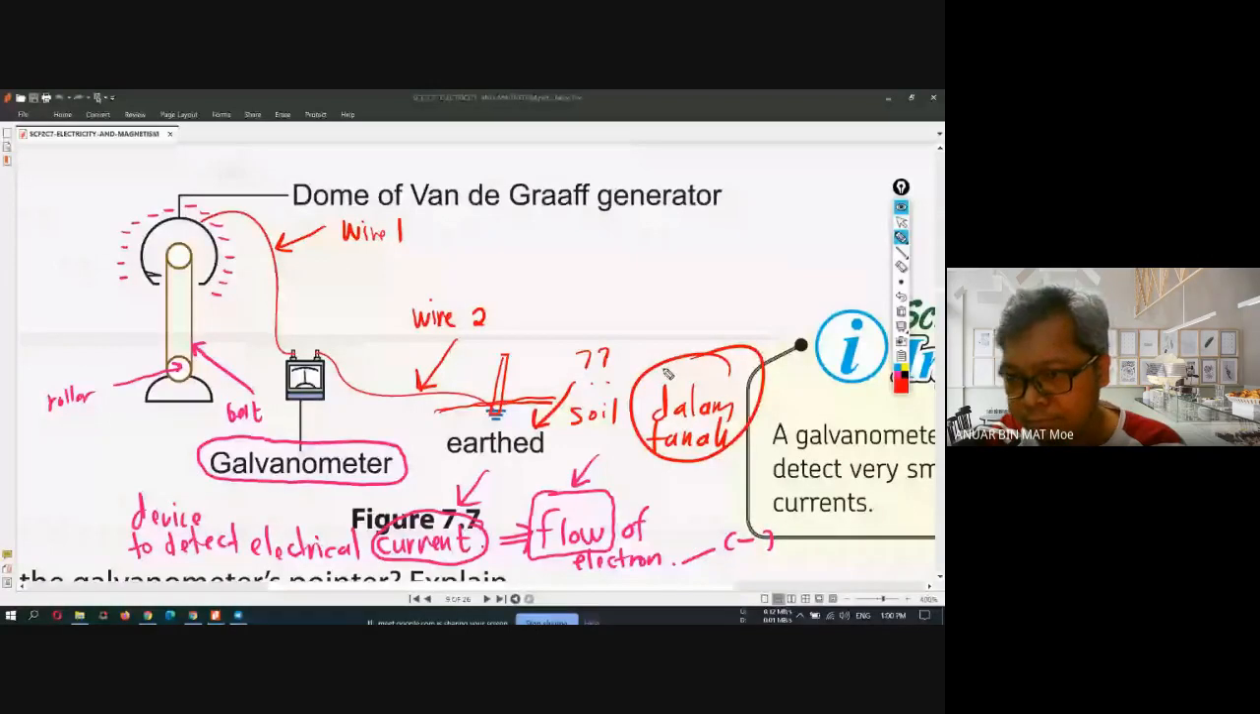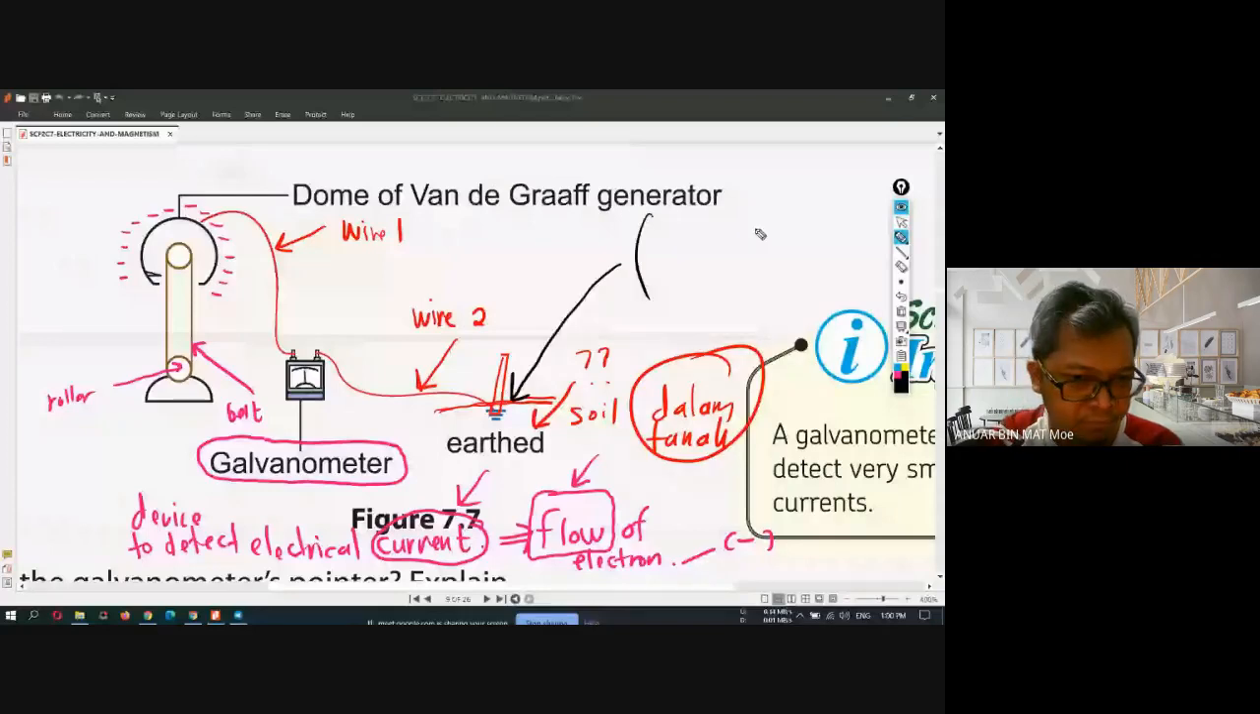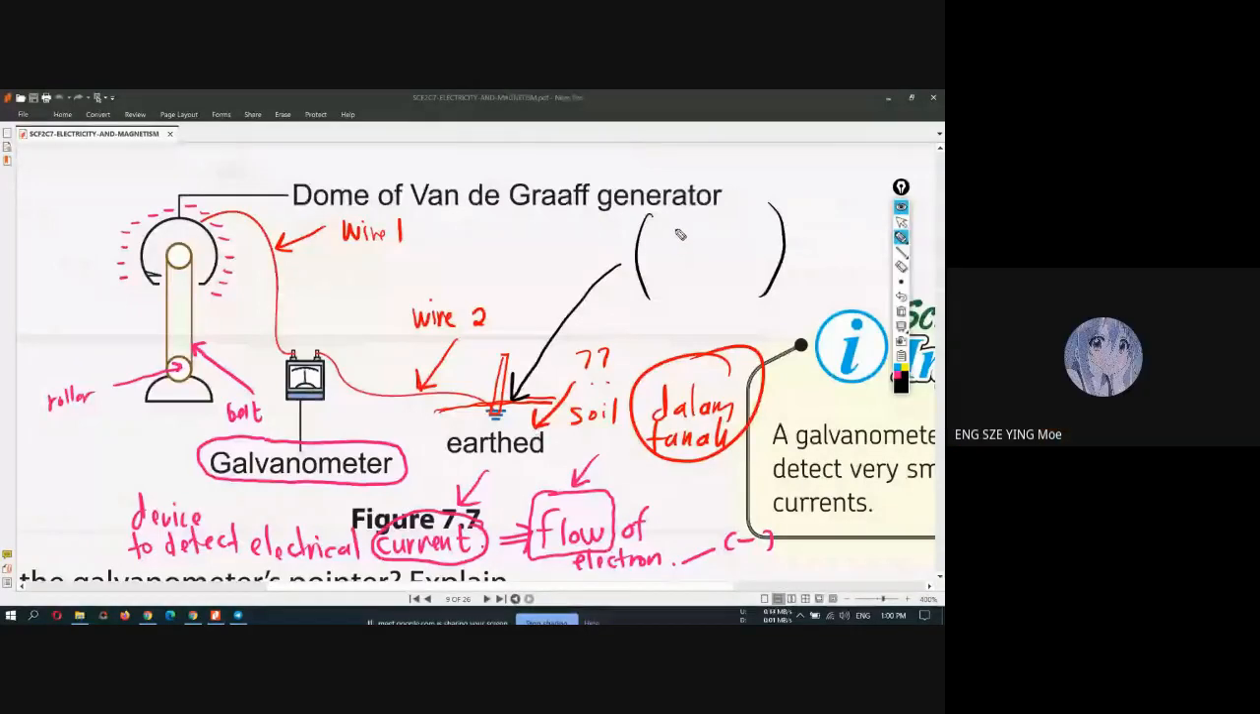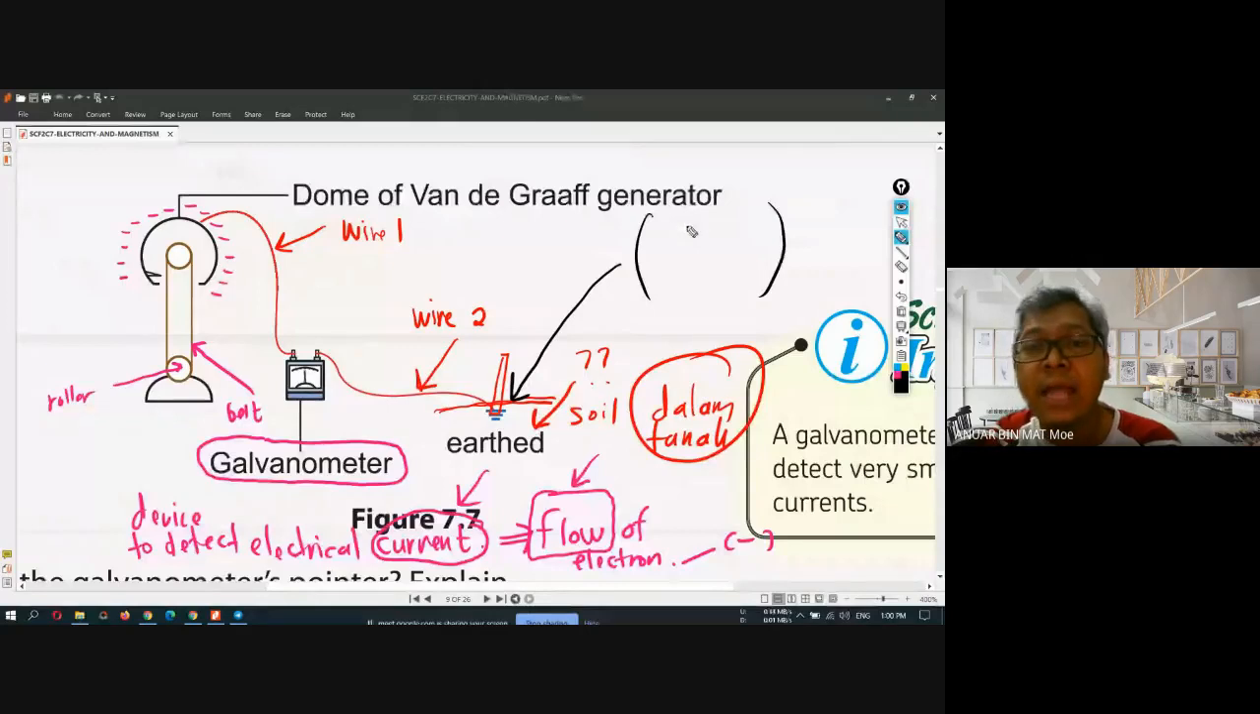Okay, my question is, what is the charge on the surface of the earth here? Is it neutral? Is it positively charged? Or is it negatively charged? Neutral. It is neutral. Very good. Usually, the surface of the earth is neutral. Neutral means what? It has what amount of negative and positive charges? Same. Yes, very good. It has the same amount of charges. Negative, positive, negative, positive, same charges.